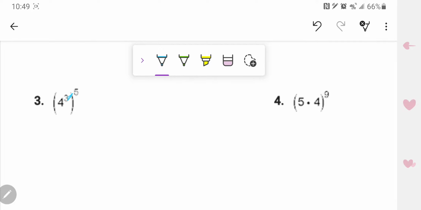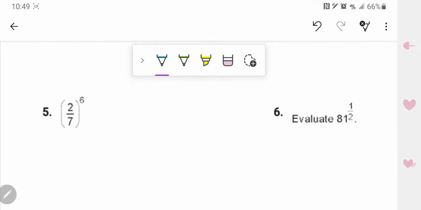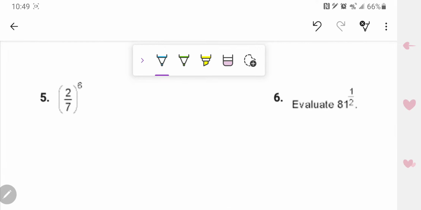Okay, for these two, you see multiplication. 3 times 5 is 15, 4 to the 15th. This one actually distributes: 5 to the 9th times 4 to the 9th. Okay, try these two if you want, and then you can pause it and come back. This one distributes also: 2 to the 6th over 7 to the 6th.